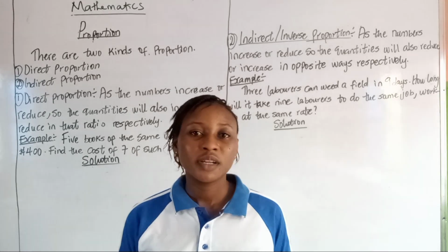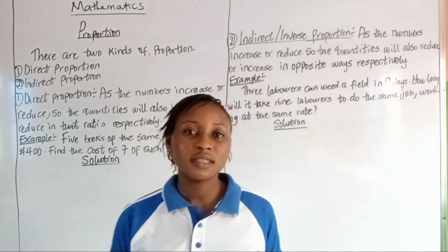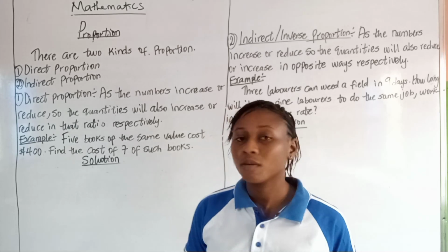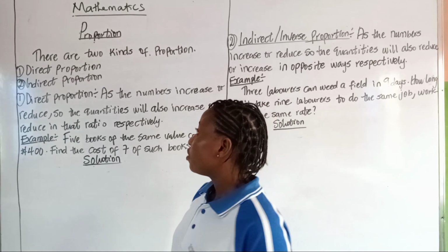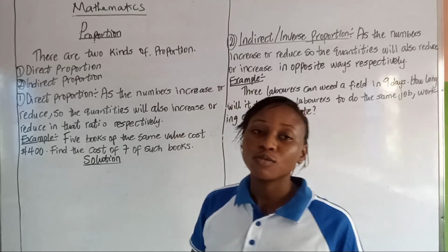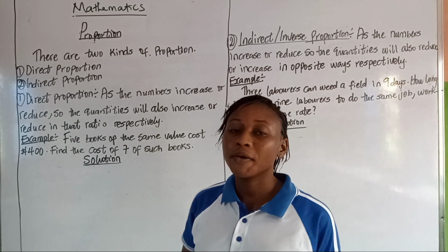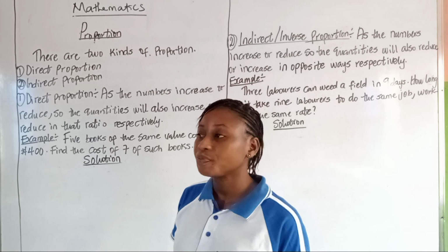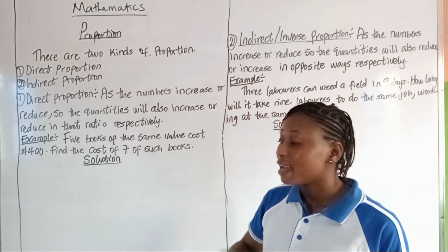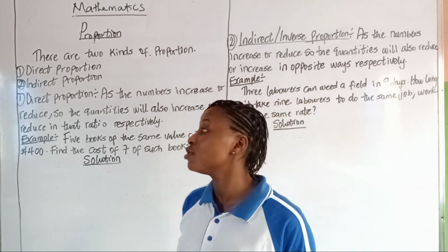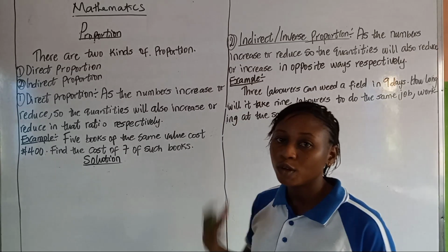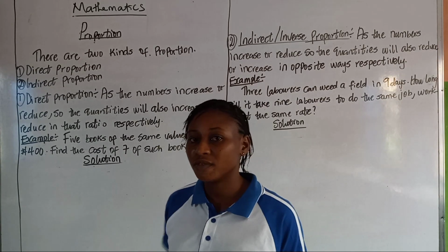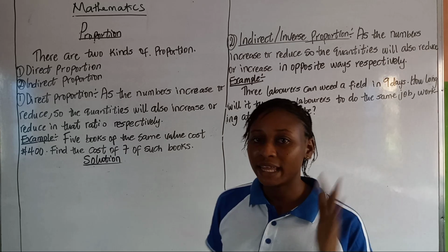Under mathematics, we're going to be treating proportion. And proportion is divided into two types. We have the direct proportion and the indirect proportion, which is also known as the inverse proportion. For direct proportion, as the number increases or reduces, the quantity will also increase or reduce respectively. That is, it goes hand in hand.